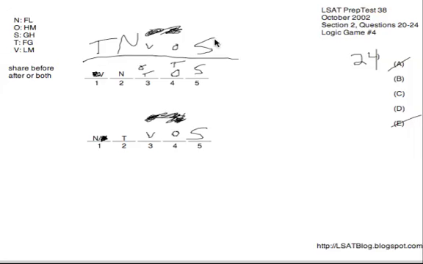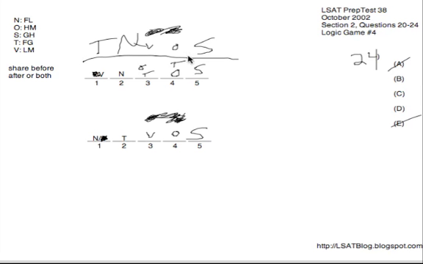I'll check through the choices. N on 3, no go. O on 3, no go. Could we have T on 4? No, we don't. Do we have V on 1? No, we don't. So this scenario is valid but not helpful. I'll look at the next one now.